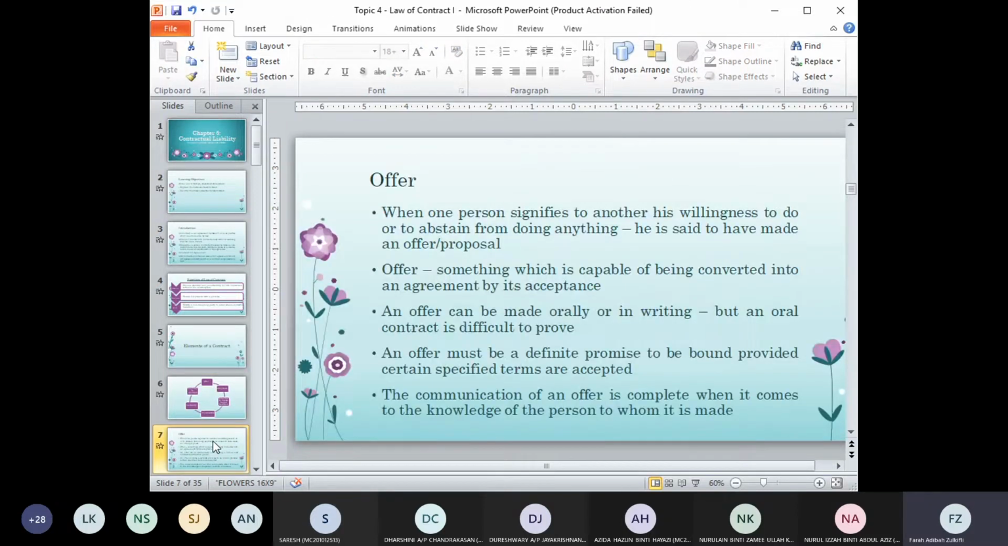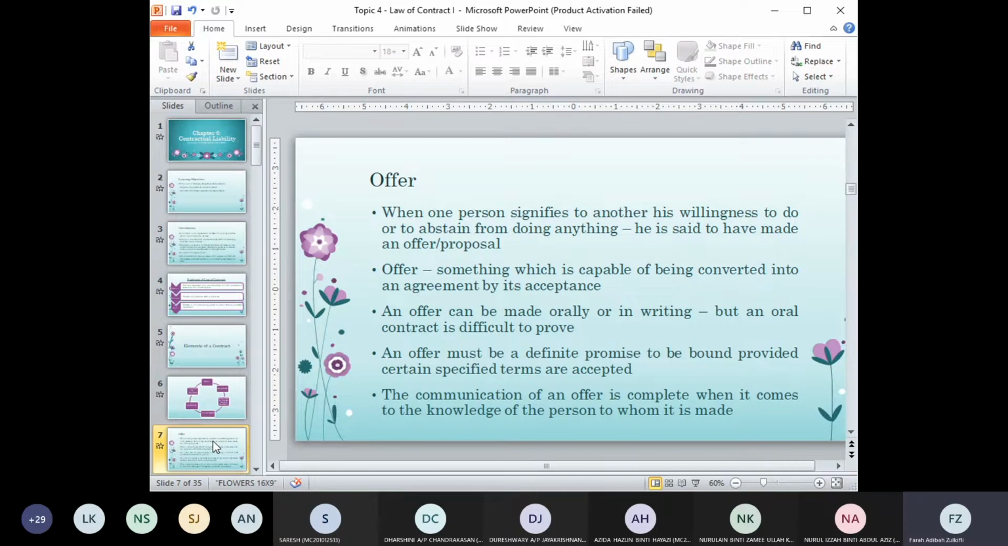So the first element of a contract, the most important element, is that if you want to have a contract, you must have an offer. An offer is when one person signifies to another his willingness to do something, or signifies his willingness to abstain from doing anything. He is said to have made an offer or proposal. Basically, when we talk about offer, we are talking about someone offering someone else something. When you offer something to someone else, you are making an offer. Okay, so an offer is something which is capable of being converted into an agreement by its acceptance.